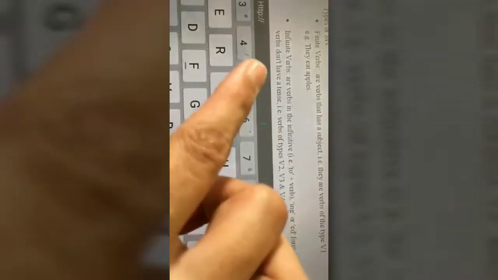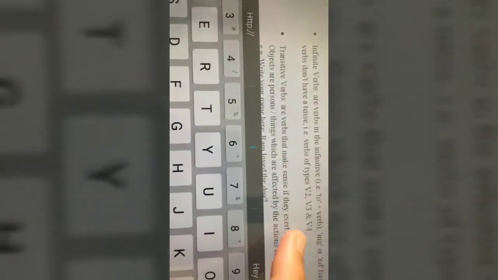What are infinite verbs? Infinite verbs are in the infinitive, that is in the to plus verb form, the ing form, or the ed form. These verbs don't have a tense and these are verbs of the type V2, V3 and V4. For example, we talked about played, right? Played, and what is V4? Continuous, playing. Okay, so, where are we? Yeah, infinite verbs.